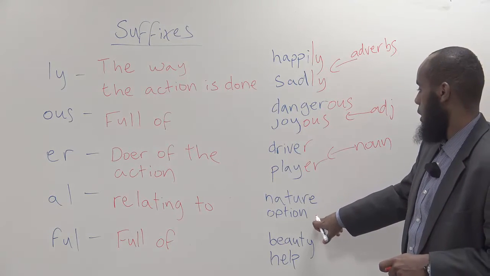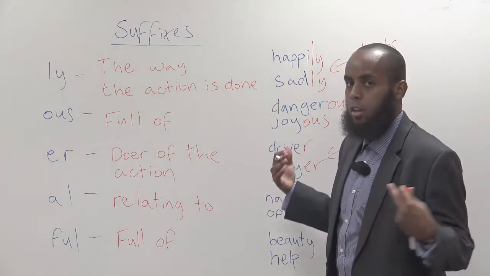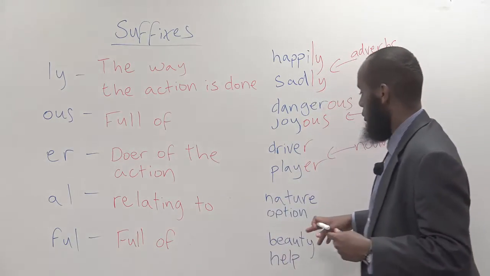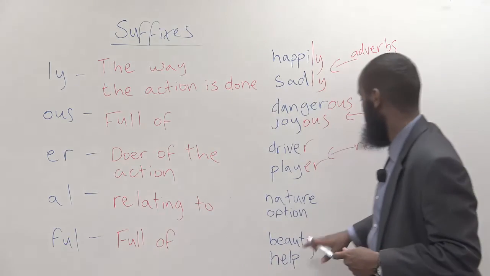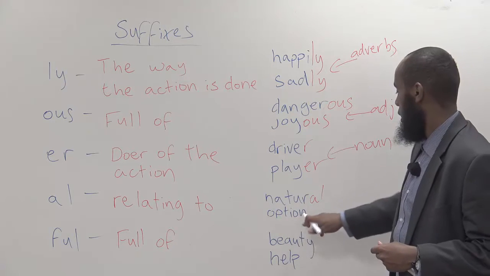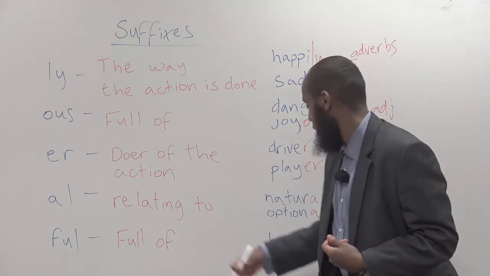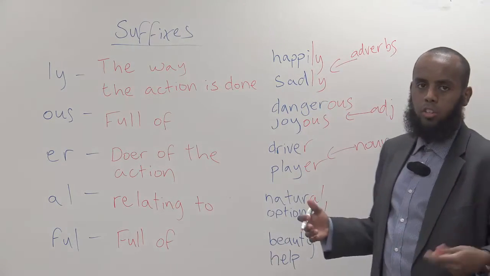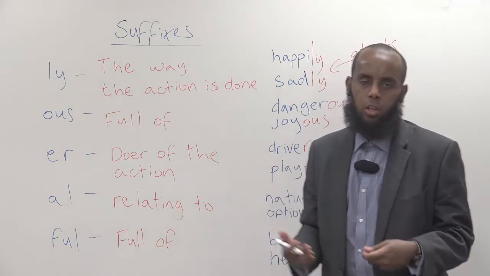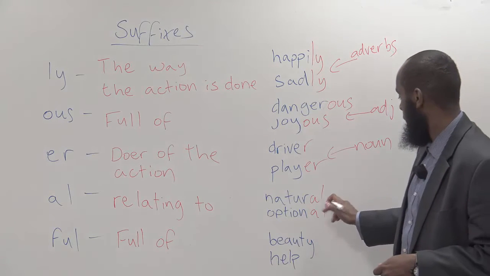Here, nature and option are two nouns. So nature is something which is all around us, like the trees, the mountains. This is a part of nature. So we will add al to give them new meaning. Natural and optional. So natural is something which is related to nature, and optional is something which is an option you can choose. So that is an optional subject which you could choose. So they both became adjectives, right?